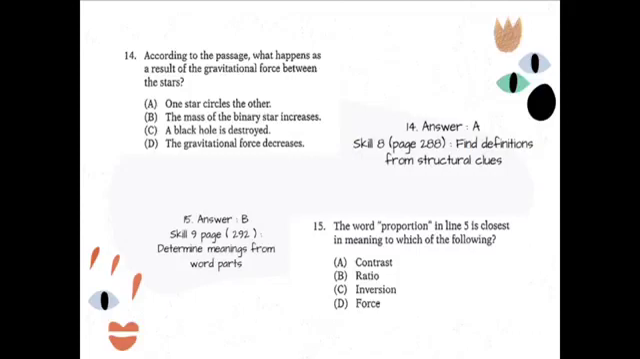You can use skill number 8 in Longman book, page number 2088. Okay, the last, number 15. The word proportion in line 5 is close in meaning to each of the following: A. Contrast, B. Ratio, C. Inversion, D. Force. The correct answer is B. Ratio. You can use skill number 9 in Longman book, page number 2092.